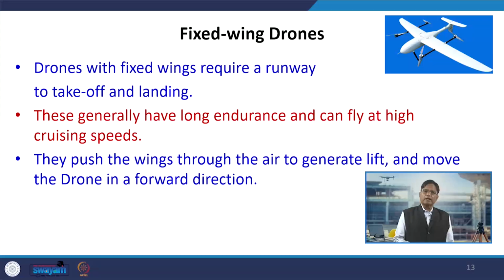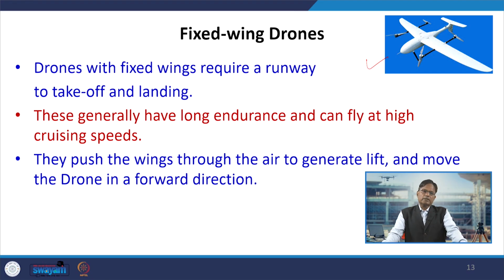Coming to the second category, which is the fixed wing drone, it looks like a small aircraft. It requires a runway to take off and land. It will first move horizontally and then take off, and similarly for landing it requires a runway. Whereas in the case of the rotary wing, it goes vertically up. So you can fly that from the top of a building, or from a small playground, something like that.